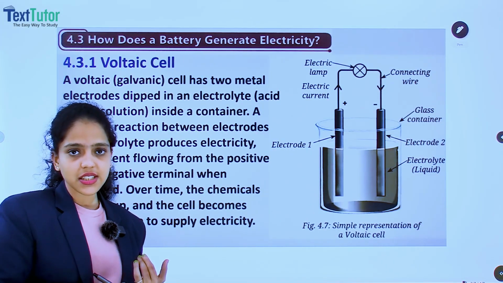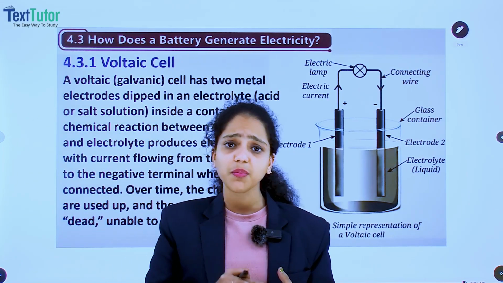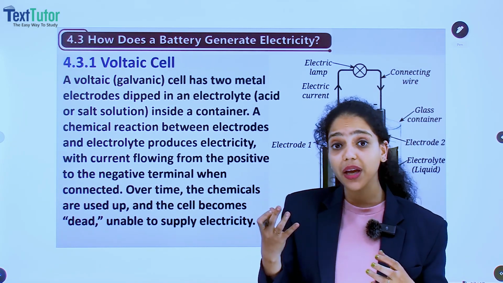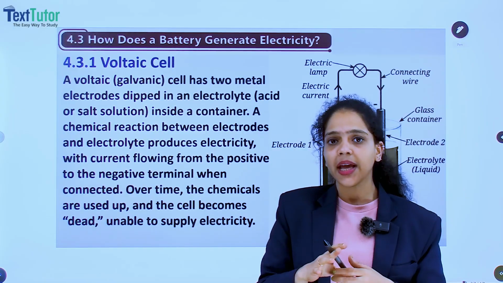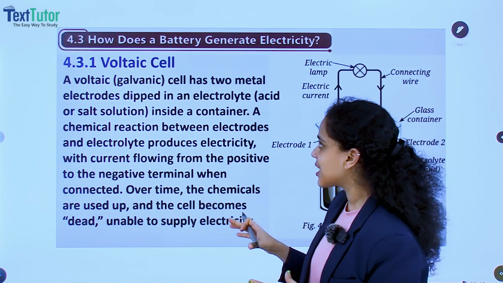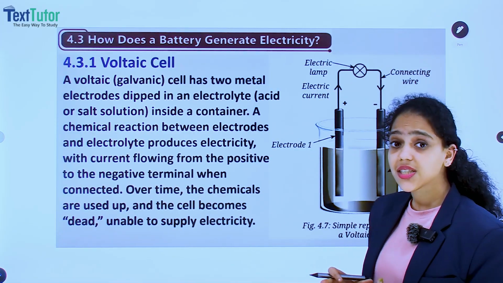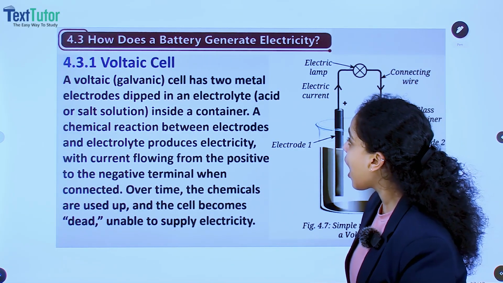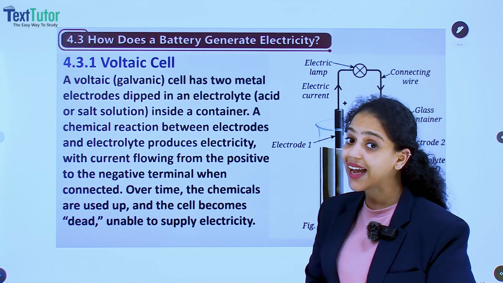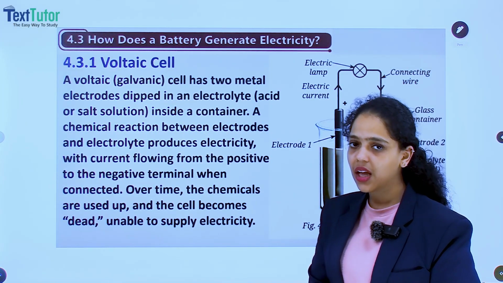In our toys, watches, torches, remotes, we use different types of batteries. In phones, our mobile phones, radios, all use electrical energy through cells or batteries. In this class, we are discussing more about cells. Let's look at how a battery generates electricity.